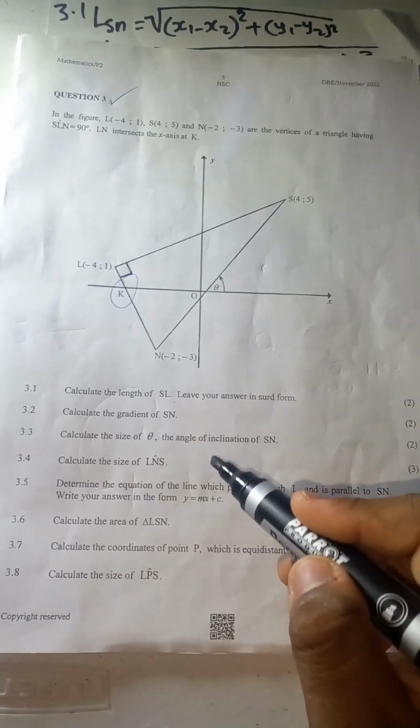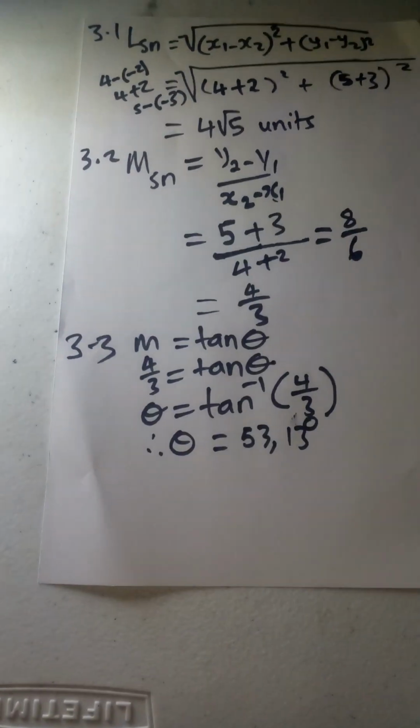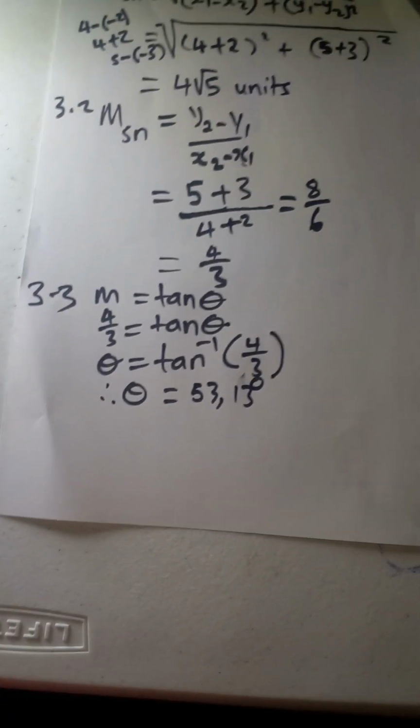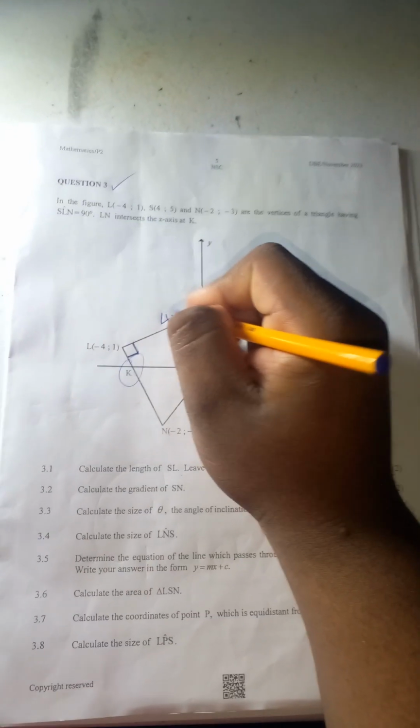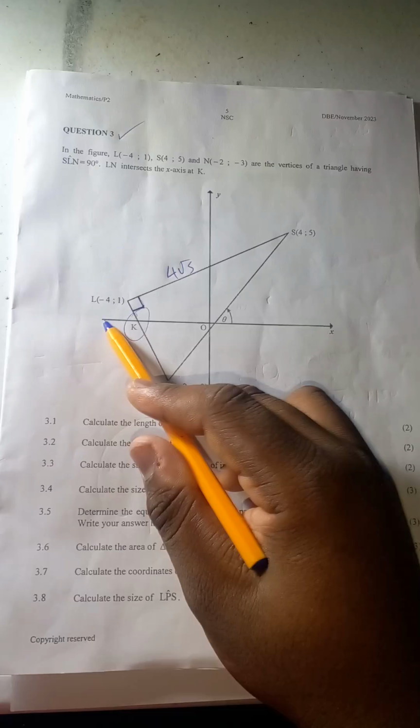Now let's go to the next one. The next question says: calculate the size of angle LNS. Okay, it seems my paper is too full now. Let me take the next one so that we can continue. Now, what do they want there? Let's label what we have so that we can proceed. We have 4 root 5 here, the length of SL, right?